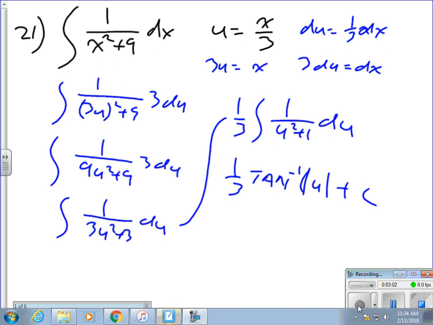And what is u equal to? x over 3. So I put my x over 3 back in. 1/3 inverse tangent, and I don't know if I have to have the absolute value or not. I don't remember if I do or not. I don't think I do. x over 3 plus c.